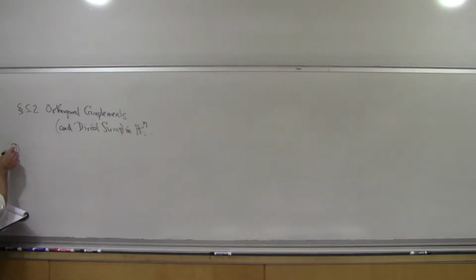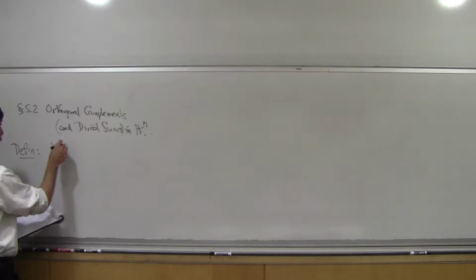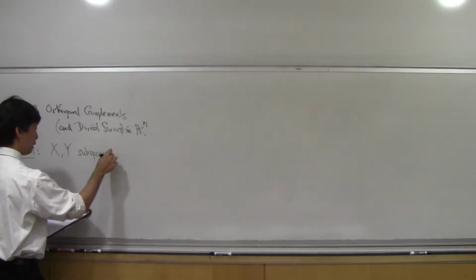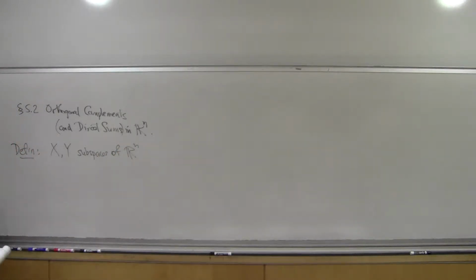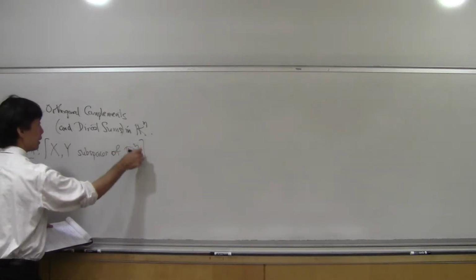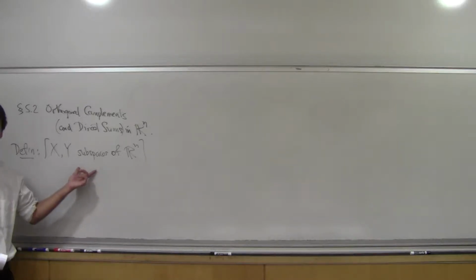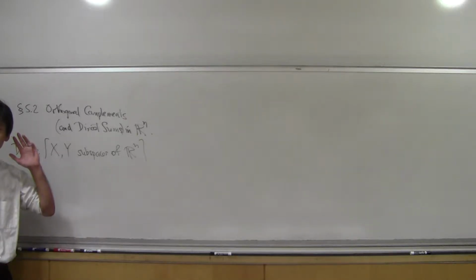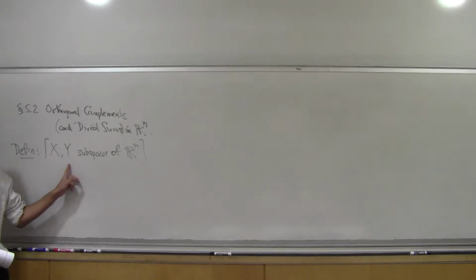So we'll start off with something called orthogonal subspaces. It's a pretty simple idea. If you have two subspaces of Rn, we call them orthogonal subspaces if, what do you think? Yeah, basically if everything in X is perpendicular to everything in Y.